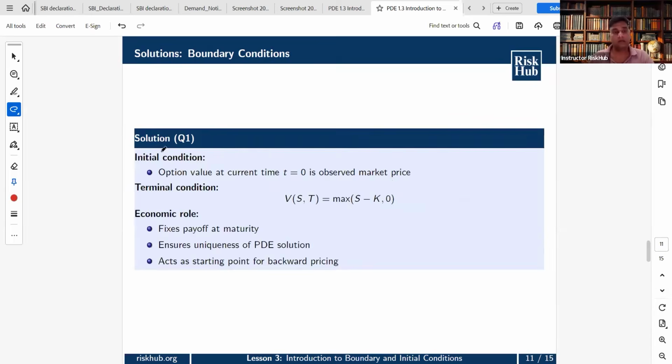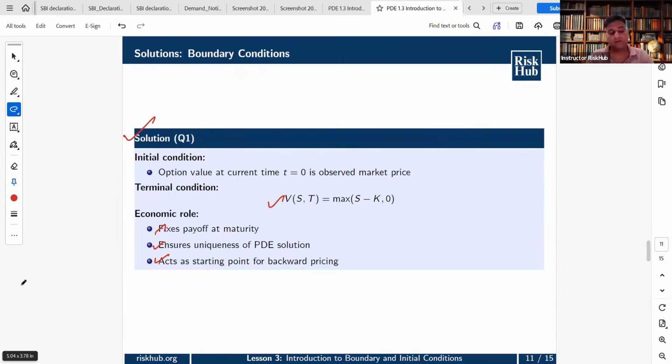Okay, then again, we look at the solution. The slide gives us terminal condition. This is what I was talking about. We can see that the economic role is that it fixes the payoff at maturity, ensuring a unique PDE solution at the starting point for backward pricing. Right, that is what we have seen already.